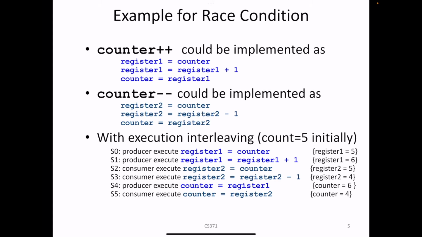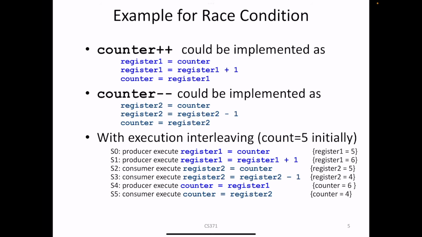For this producer-consumer problem, suppose there are 5 items already on the buffer, which means the counter is equal to 5 now. Then suppose the producer is put onto the CPU first, to increase the counter. For instruction S0, put the value of counter into register 1, so register 1 is equal to 5. Then S1, increase register 1 by 1. Then register 1 is equal to 6 now. Then an interruption happens.